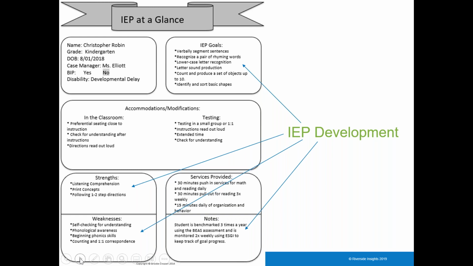You can also see that his strengths and weaknesses were updated according to the BEAS. So he has a relative strength in listening comprehension and print concepts, and shows some weakness in areas for growth in phonological awareness, beginning phonics skills, and counting and one-to-one correspondence. It was also noted on this IEP at a glance that the student will be benchmarked 3 times a year using BEAS, and that they're going to monitor his progress 2 times weekly using ESGI.